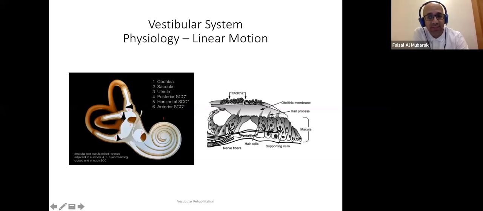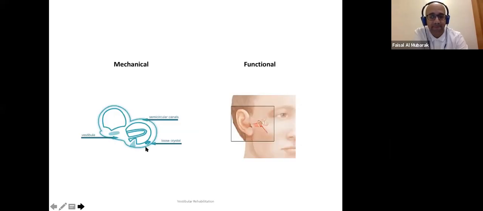Same thing is happening when the patient is moving side to side. So if you are moving to the right, the crystals will be pushing to the right, and will be pulling in the left, and vice versa, pushing in the left and pulling in the right. All right.